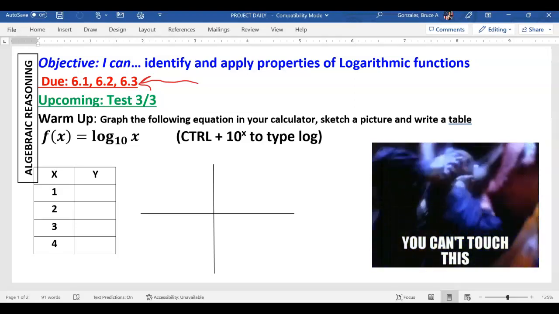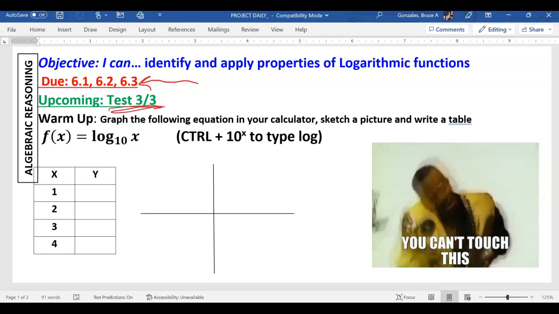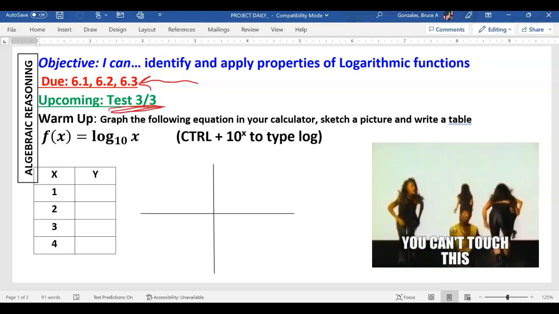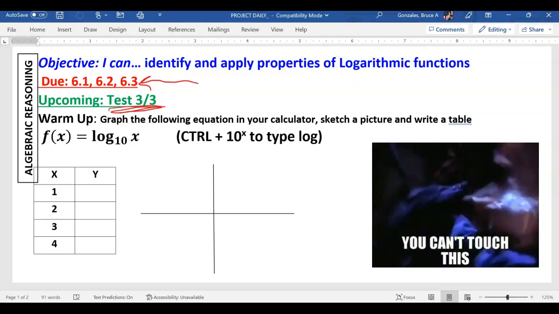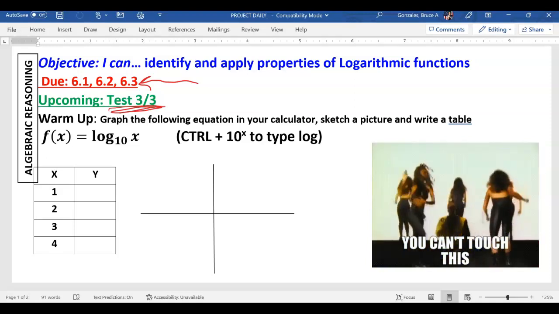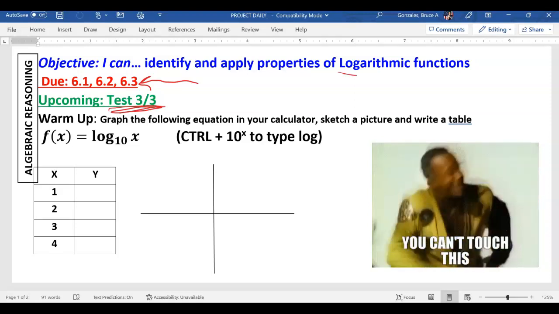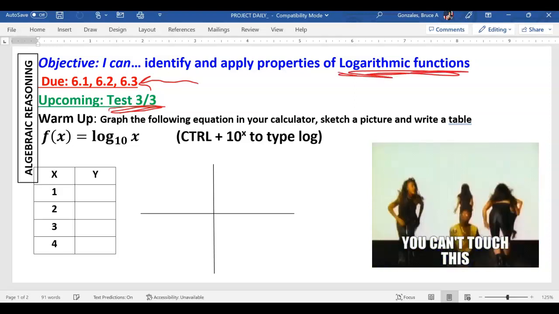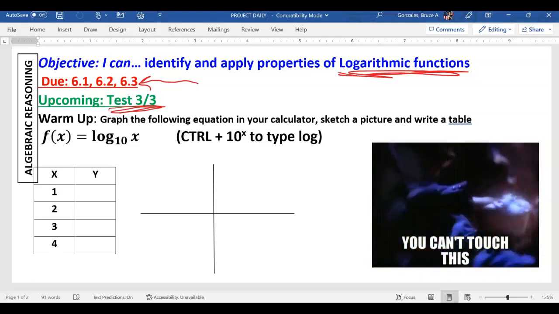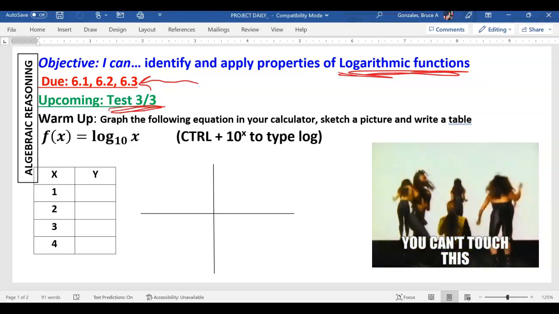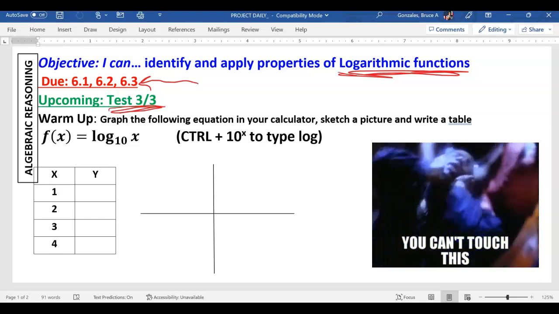We're going to have a test next Friday on March 3rd over cubic and cubic inverses, exponential logs, and exponential inverses. So we're going to learn what log or logarithmic functions are today. For our warm-up, we want to graph the following equation in our calculator, sketch a picture, and write a table.